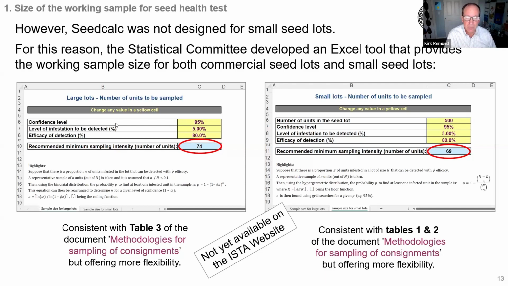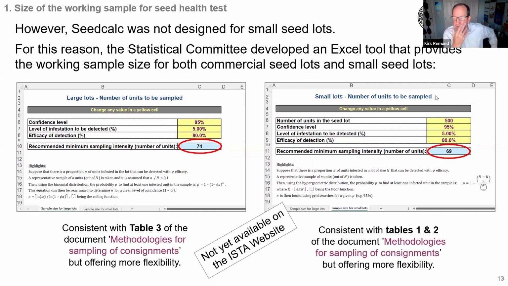On the left, you can put in the confidence level, the level of infestation, and also the efficacy of detection, and it will give you that same sample size for a large seed lot. This is assuming a zero tolerance plan, where you're not having any detections or infestation in your sample.